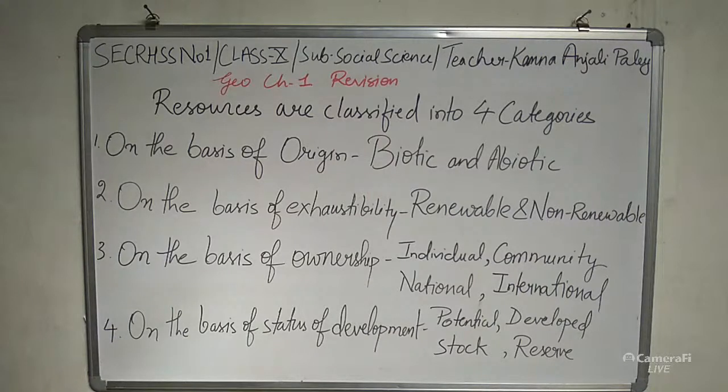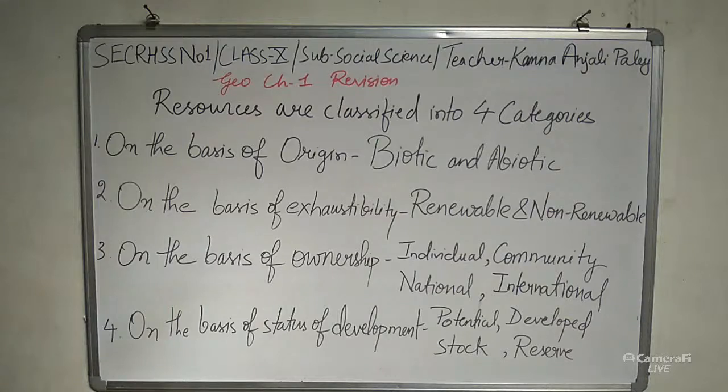And second is community resources. Community resources can be owned by a group of people or a community, like public parks, ponds, river, especially in villages, picnic spots. This is owned by the community and it is used by the community. That's why it is termed as community resources.